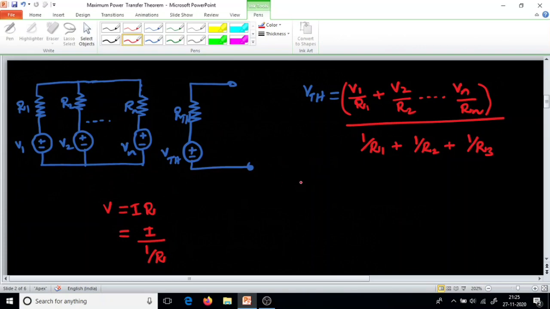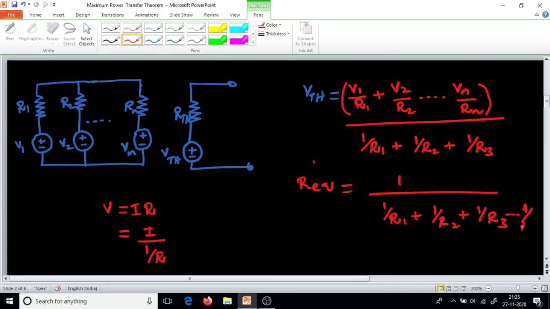Now what is R equivalent? These all resistors are in parallel. So 1 divided by 1 by R1 plus 1 by R2 plus 1 by R3, going up to 1 by Rn, gives the R equivalent. So whenever we have a circuit with parallel branches, we can use Millman's theorem to simplify the circuit.